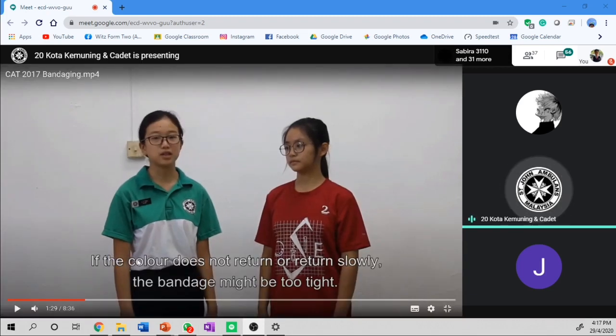So yeah, if the color of the thumb doesn't return back quickly, within 2 seconds, then the bandage might be too tight. Basically, the bandage might be obstructing the vessel of your hand lah, so called.